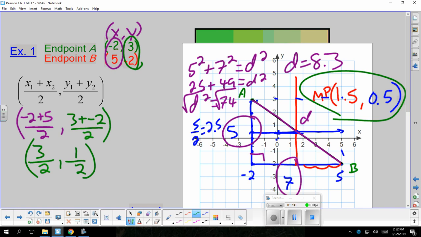Questions on that? Yeah. Yes, because we're finding the average, right? We're finding the middle point, so we're going to add them together, divide by 2. That gives me the middle.